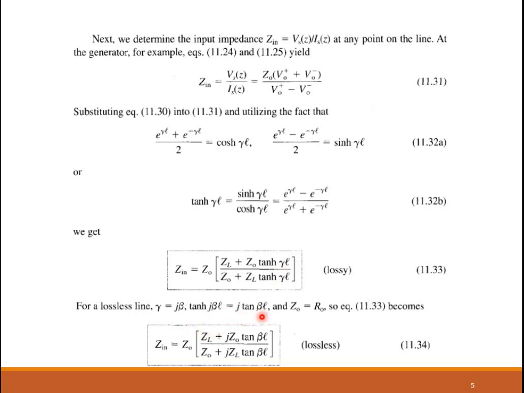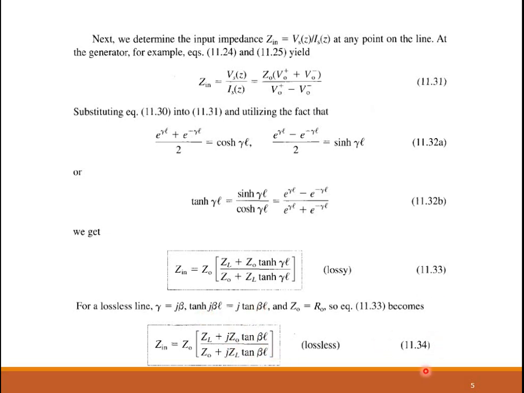And what happens? X0 is 0 for a lossless line. This was again explained in the previous lecture. For a lossless line, X0 is 0. There is only R0. So substituting that for a lossless line, this Z0 can be replaced with R0. And here I'm suitably replacing this expression.